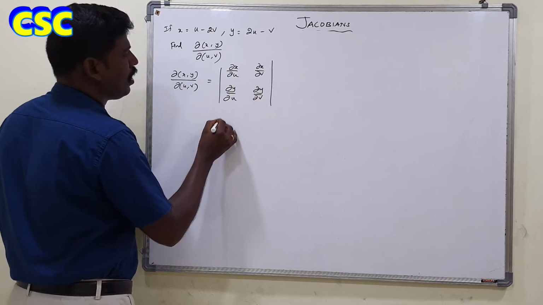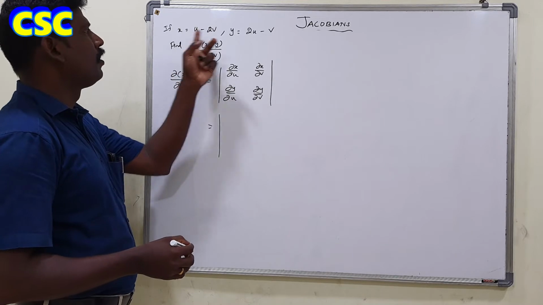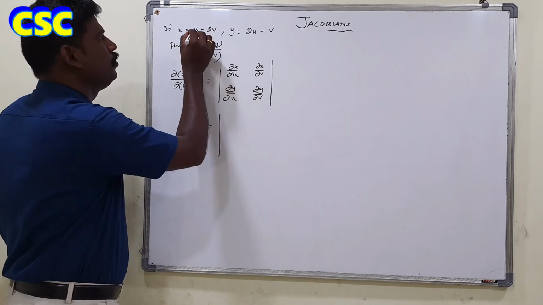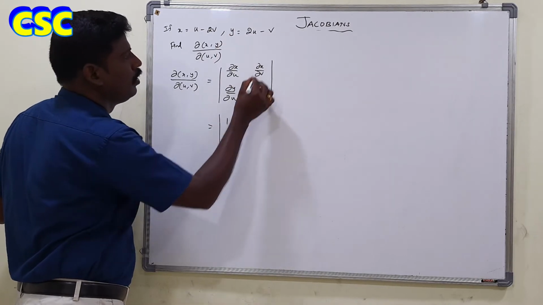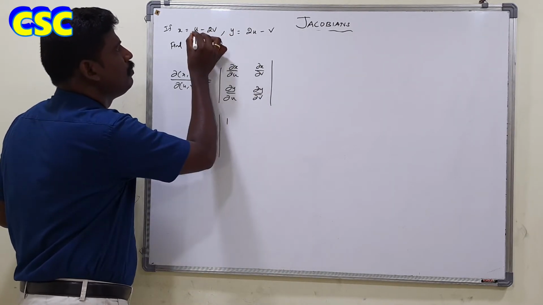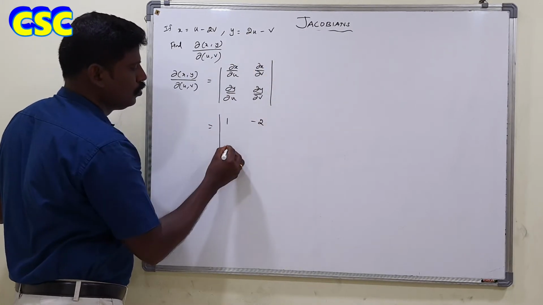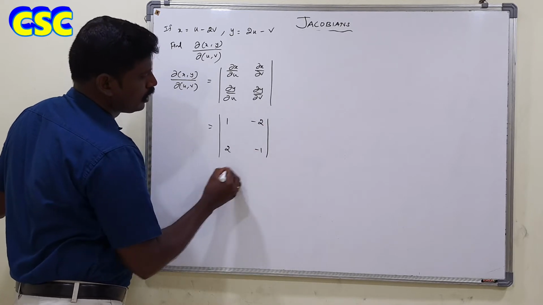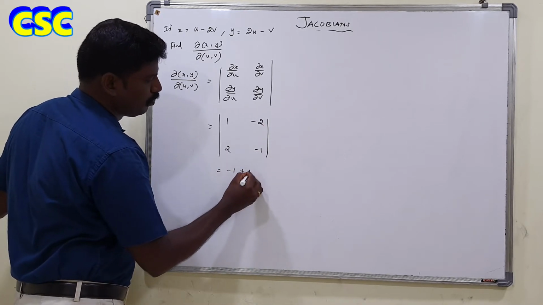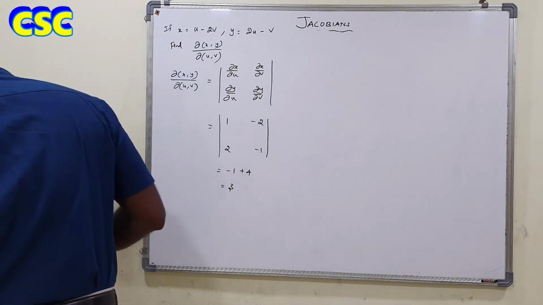So here the partial derivatives are very simple, so I am going to directly find them from x and y. X with respect to u is the easiest one: u becomes 1, v becomes 0, so 1. X with respect to v: this becomes 0, this becomes minus 2. Y with respect to u, 2. Y with respect to v, minus 1. So taking the product, minus 1 plus 4, that is equal to 3, is the value of this one.